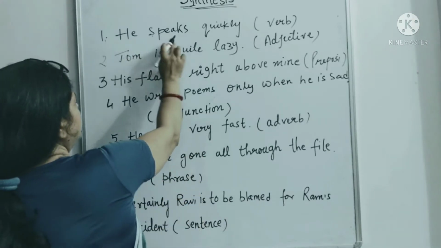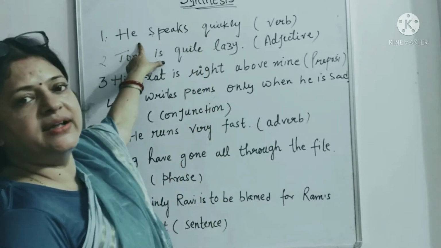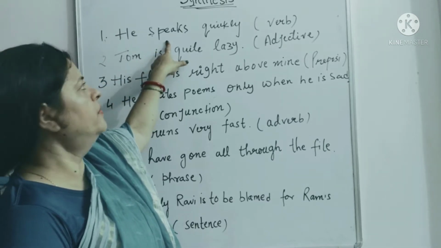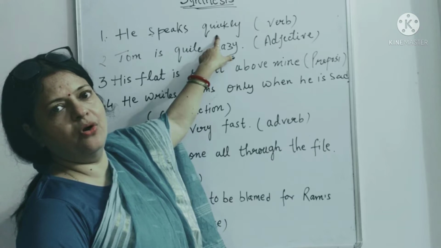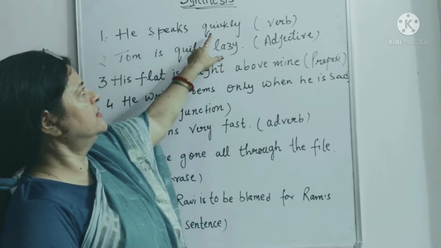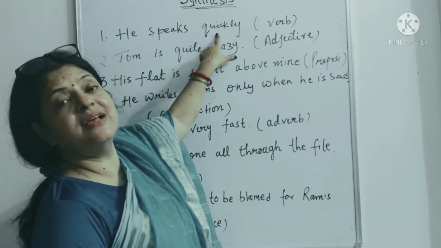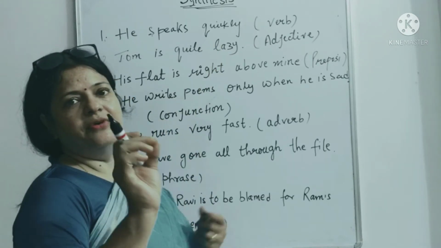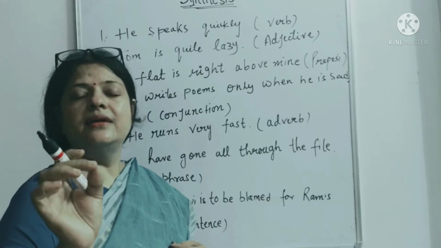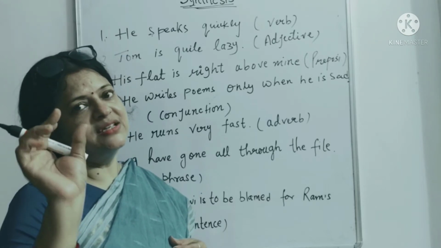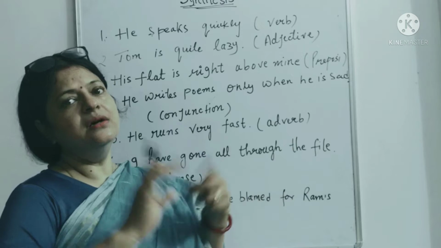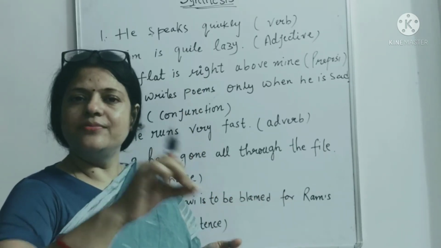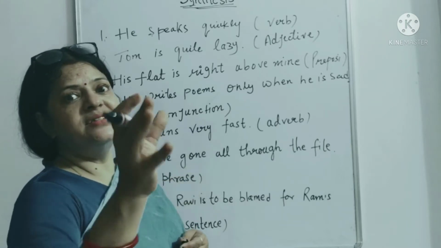So, he speaks quickly. We know that he is the subject, and then speaks is the verb, and quickly, this is the adverb. Understand, this word is an adverb. As I told you, an adverb comes as a single word or as a group of words. So here we see first of all the single words.